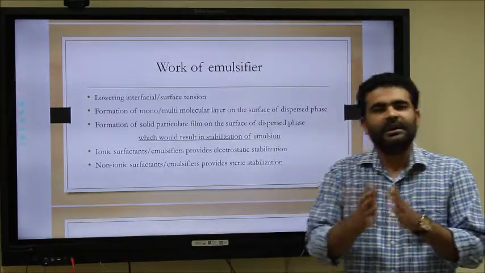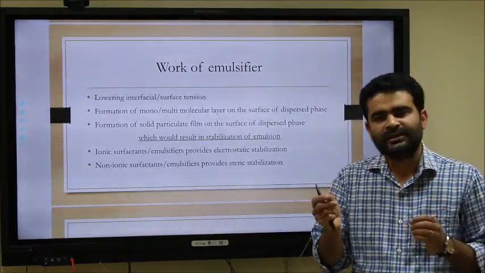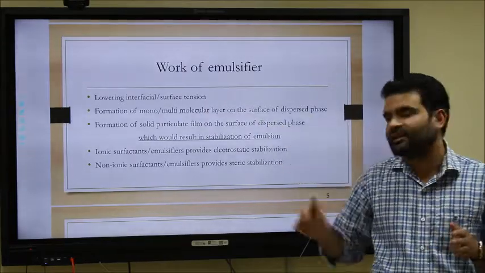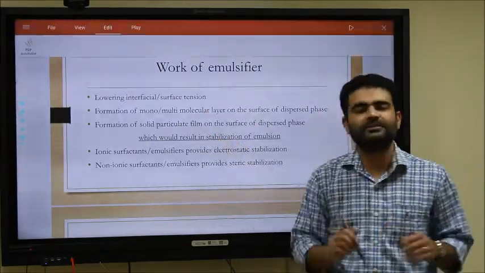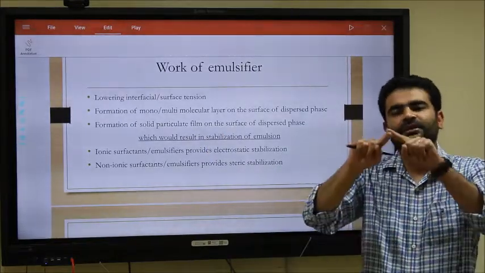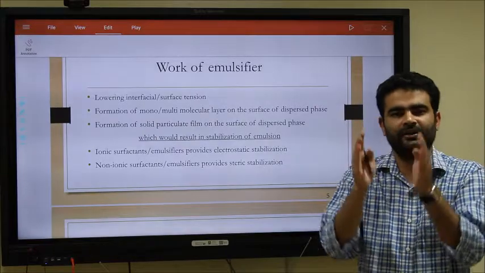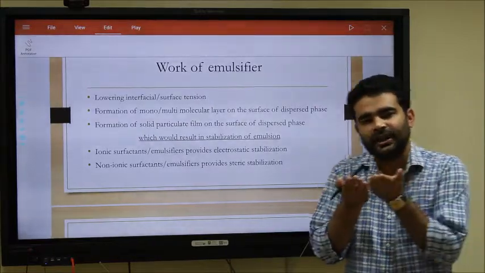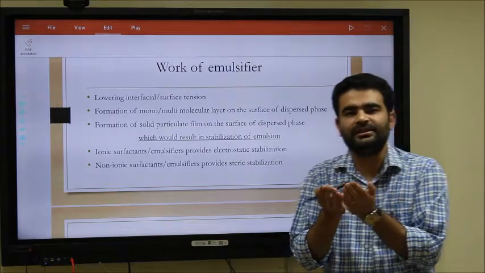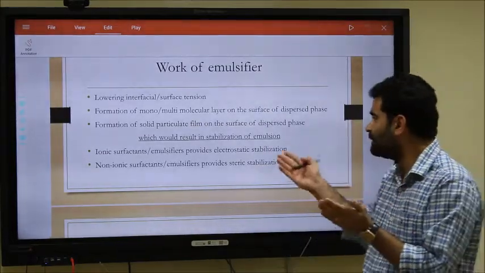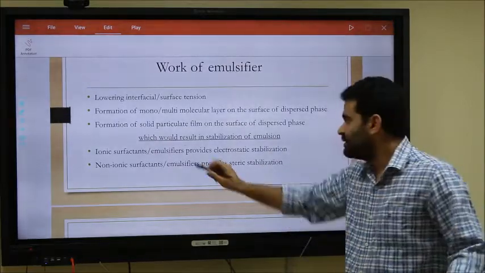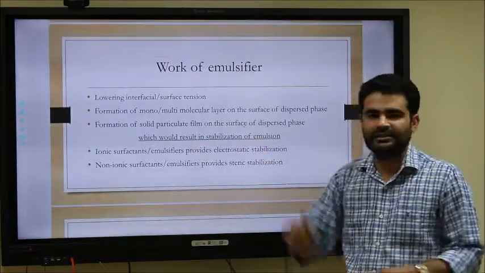जब छोटे-छोटे globules form हो जाते हैं agitation की वजह से, तो फिर जब हम emulsifier डालते हैं, in case of the solid particulate film, the colloidal and the fine particles which act as emulsifying agent, वो globules की surface पे accumulate हो जाते हैं. Okay, so accumulation of small fine solid particles or emulsifying agents on the surface of the dispersed phase globules results in the stabilization of the emulsion.